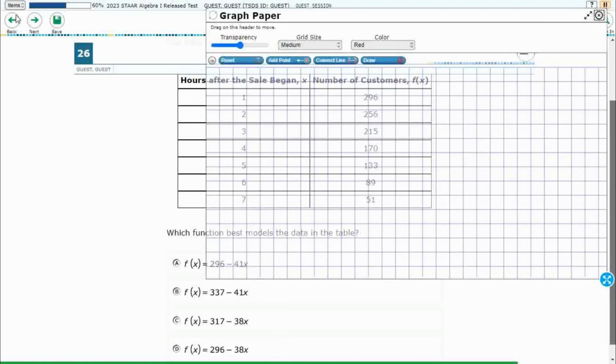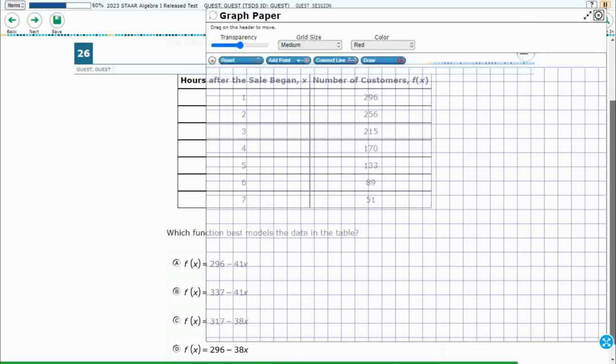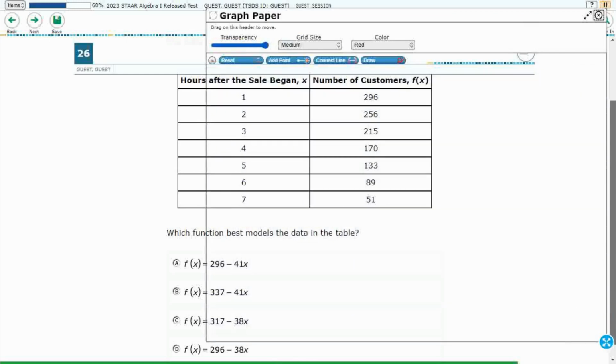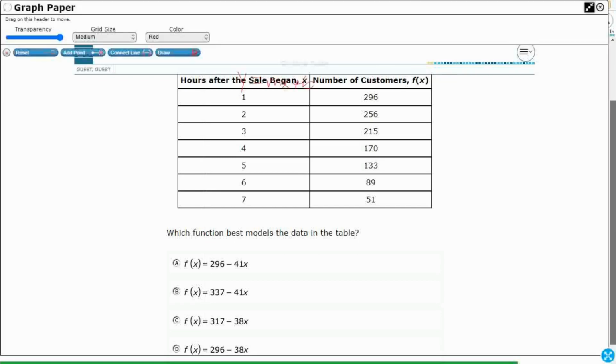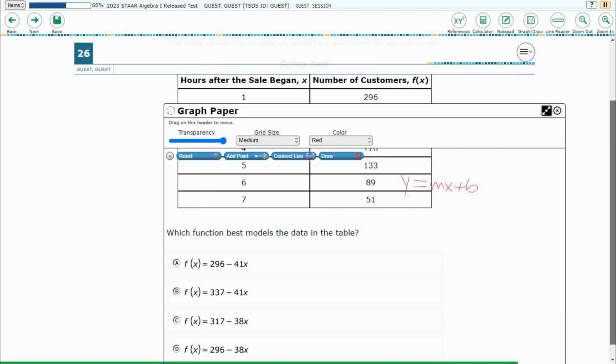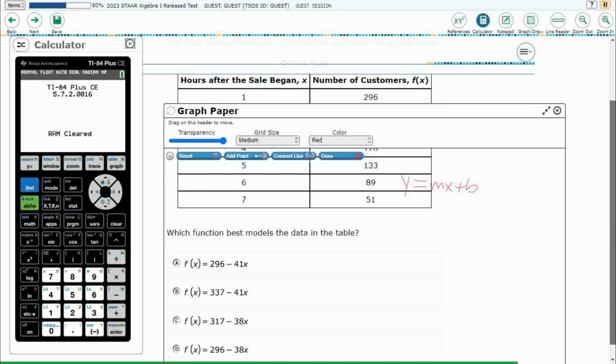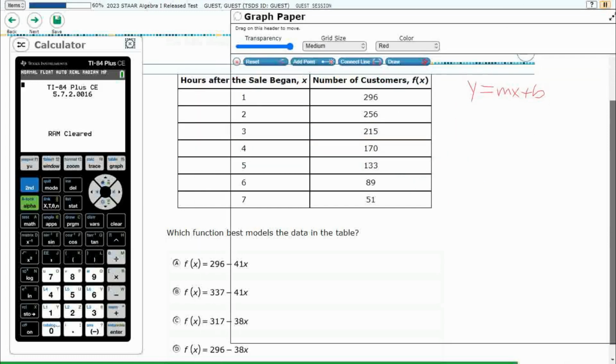So let's just use that here. We're going to keep in mind that y equals mx plus b. And we are definitely going to need our calculator, so let's open that up. All right, so what do we have here? Well, let's find the slope.